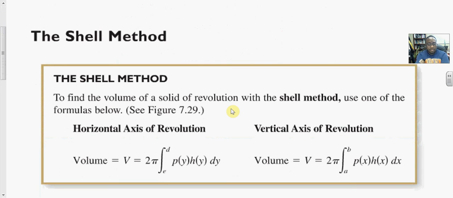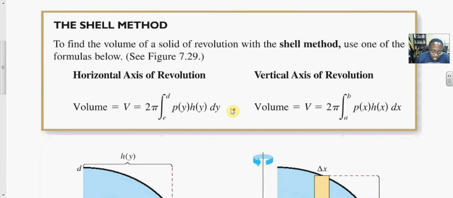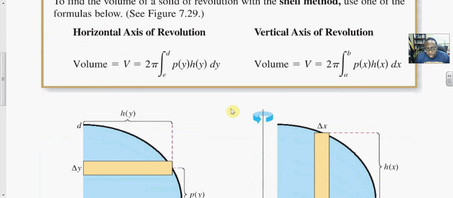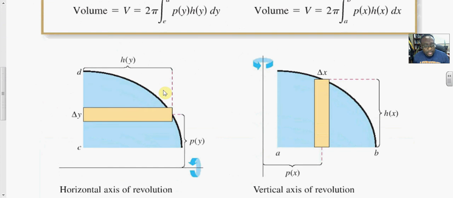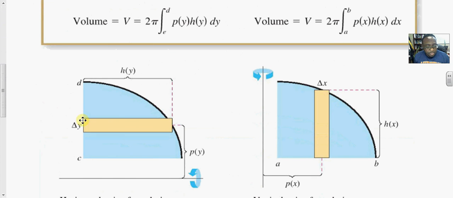We can talk about the shell method with respect to the horizontal axis of revolution, or the shell method with respect to a vertical axis of revolution. If it's a horizontal axis of revolution, that's in terms of y. The formula is given here: 2 pi times the integral going from c to d of p of y times h of y dy.